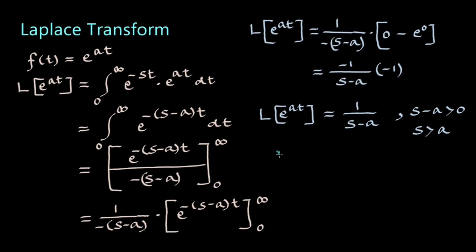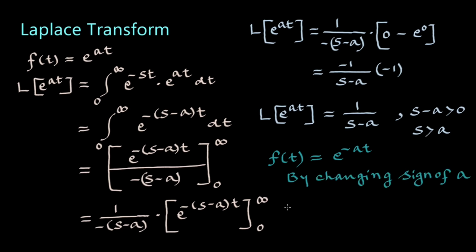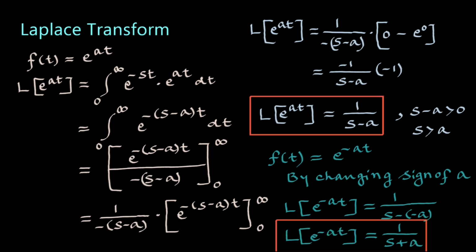Suppose if f(t) is e raised to minus at, then by changing sign of a, we will get Laplace transform of e raised to minus at to be 1 upon s minus of minus a, that will be 1 upon s plus a.